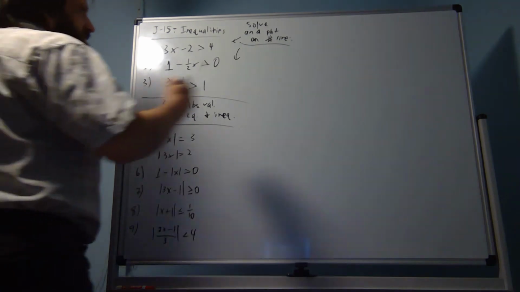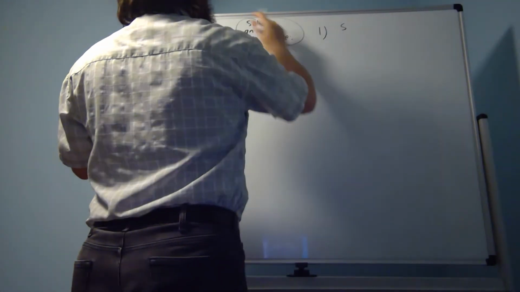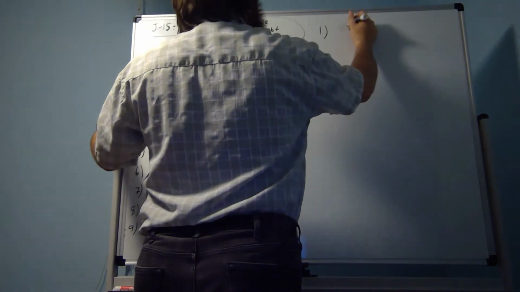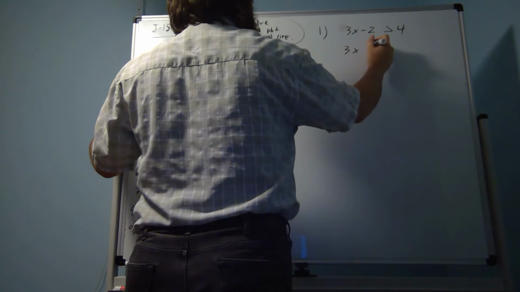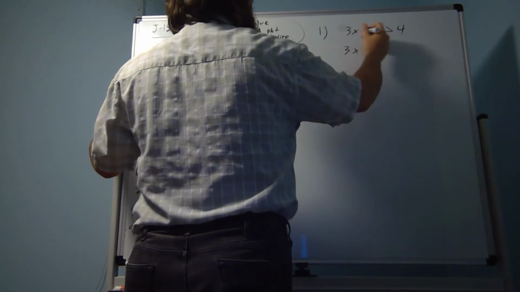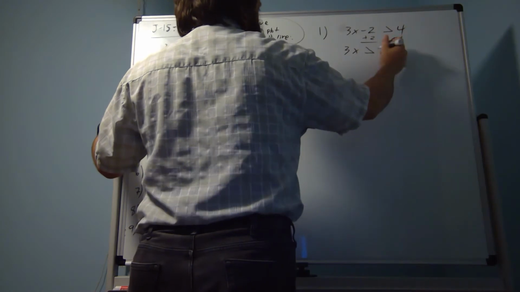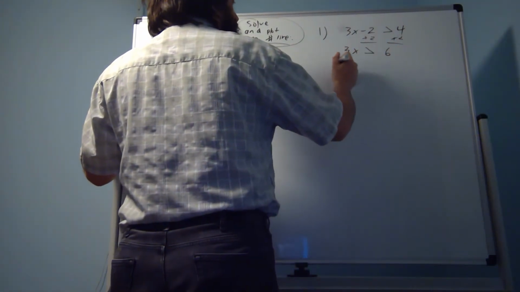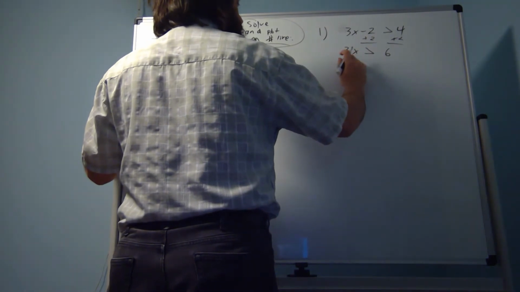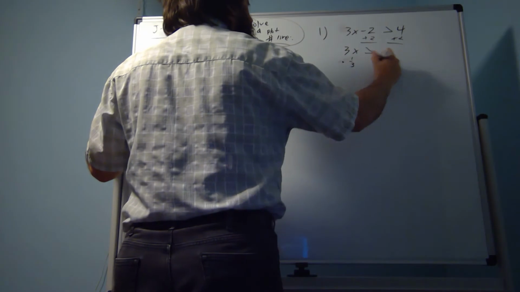So let's just do it. Number one, solve it and plot on the number line. So 3x minus 2 is greater than 4. That just means that 3x is, we added, you can add to both sides and that never ever flips the inequality. You're just adding. And then times 1/3, times 1/3.